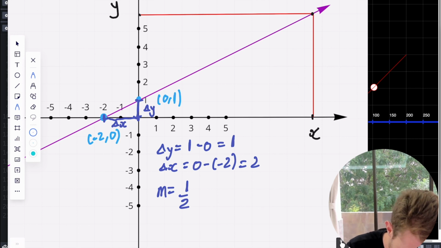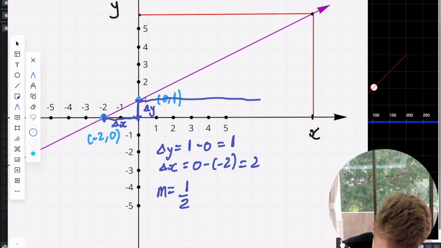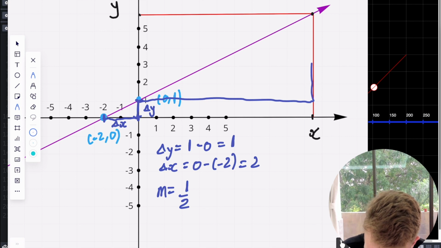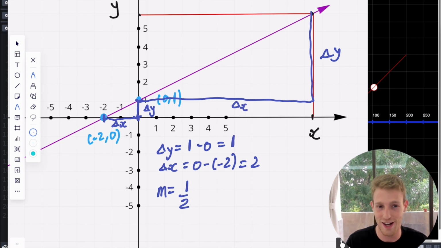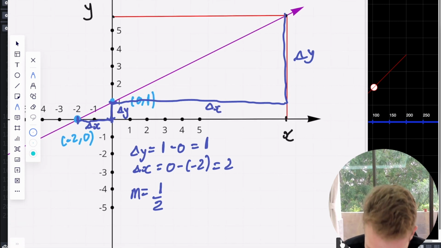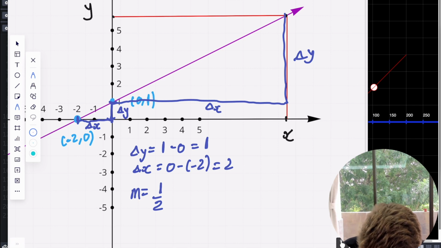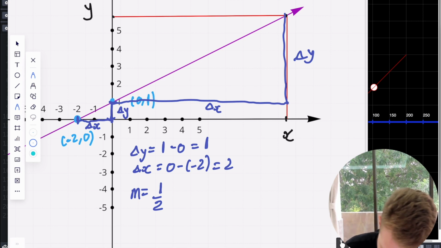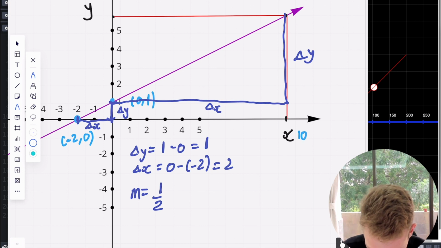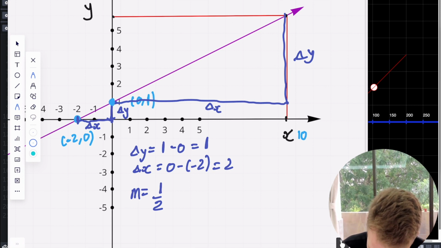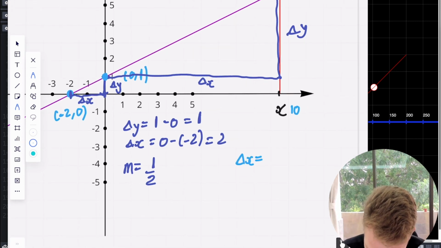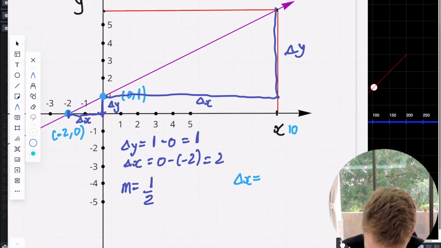Now, this gradient, if I now draw a triangle from that point to there, we know that this change in y over this change in x has to be equal to 1 over 2. So let's say whatever this x coordinate is, let's give it a value of 10. So this x over here is 10. Our change in x from this point, which is at 0, 1 over here, so we're going from 10 to 0. So our change in x, delta x, for this one, is equal to 10.